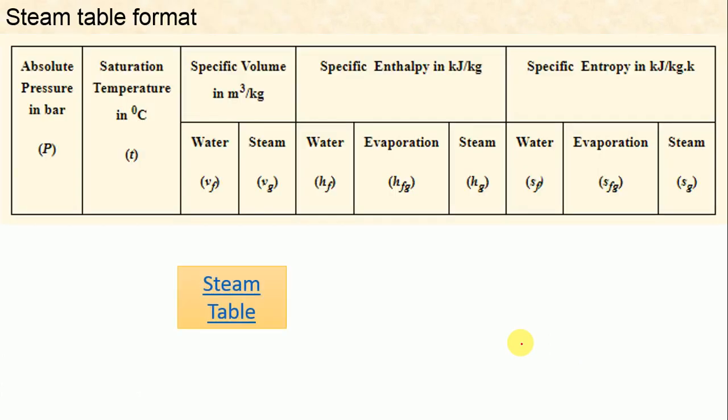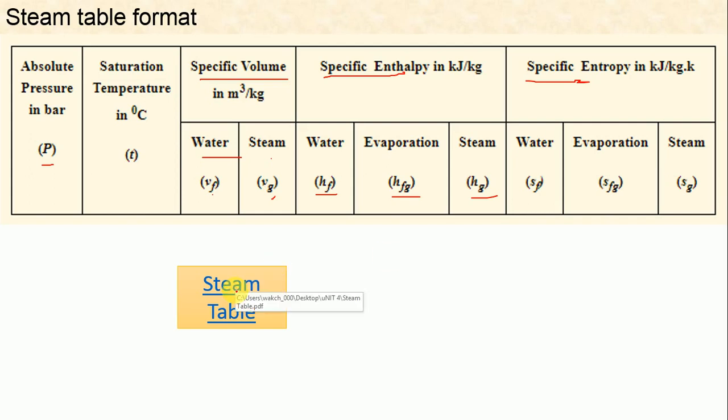Fine. In the steam table, this is actually given. How can we read the steam table? If the values in the numerical are given in absolute pressure, in bar, then at that particular pressure we can read the saturation temperature in degrees Celsius. Specific volume is given in meter cube per kg, Vf for fluid, that is water, and Vg for the steam, that is the gas. Specific enthalpy, that is Hf, Hfg and Hg, at the particular pressure and temperature is given, and specific entropy in kilojoule per kg, Sf, Sfg and Sg, is given.